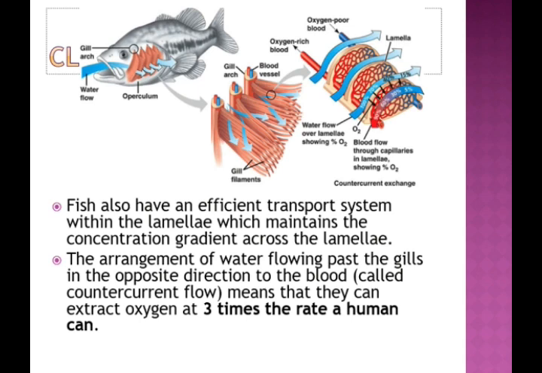The oxygen-less blood will move from backwards to forwards, and it will meet the oxygen-rich water, and it will be enriched with oxygen. Okay, so this is actually very special because they can get water's oxygen 3 times faster than a human can.